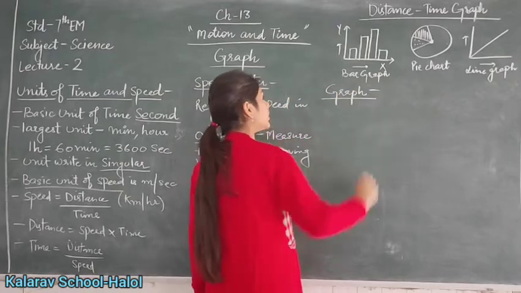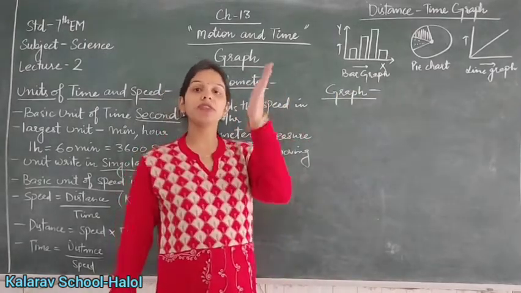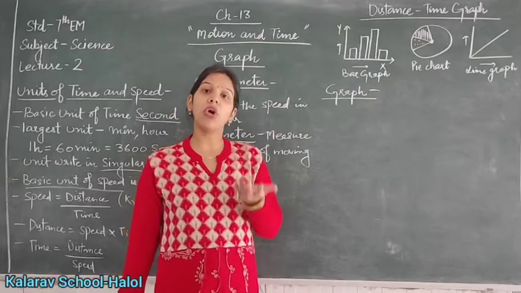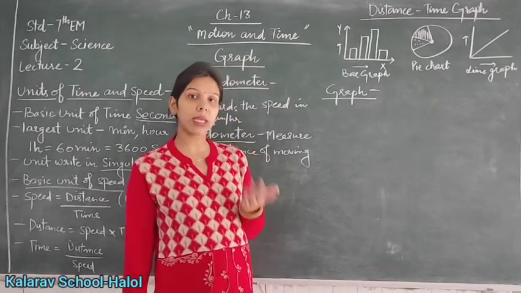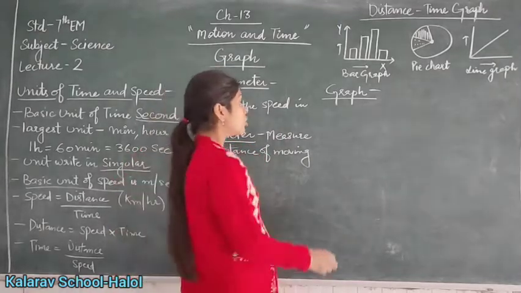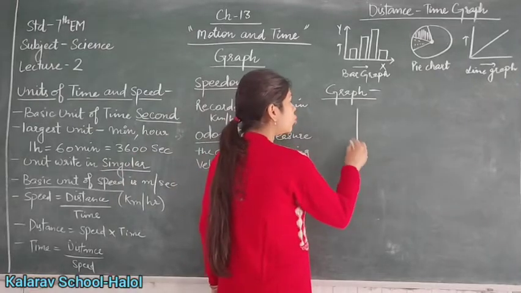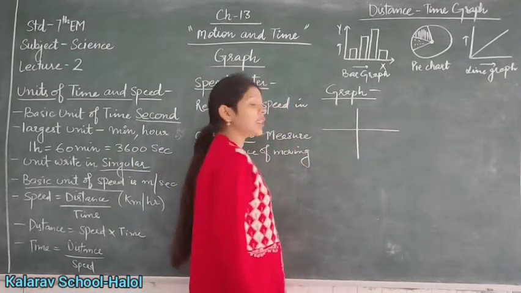You have already seen that graph paper has a number of small lines. It is green in color. You have already seen in your math class what types of graph papers there are. So in graph paper, draw two lines which are perpendicular to each other.